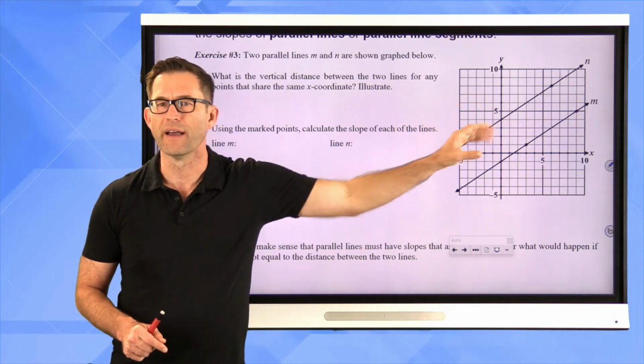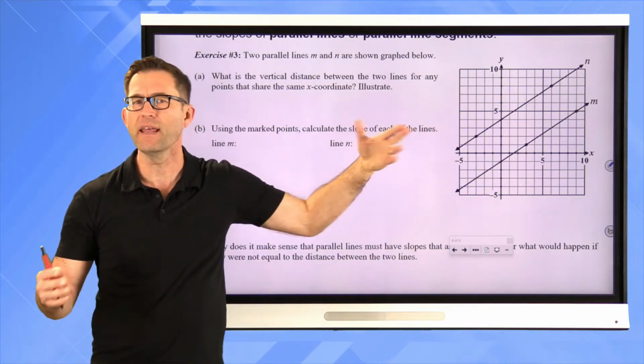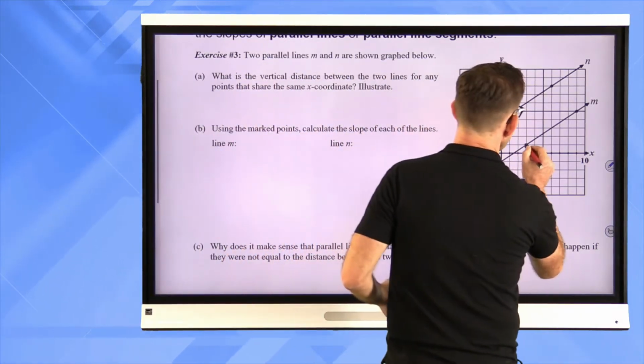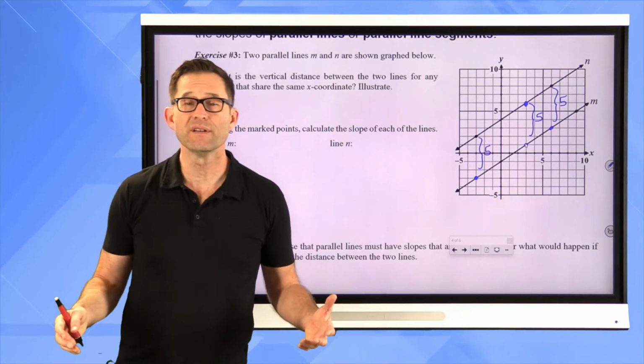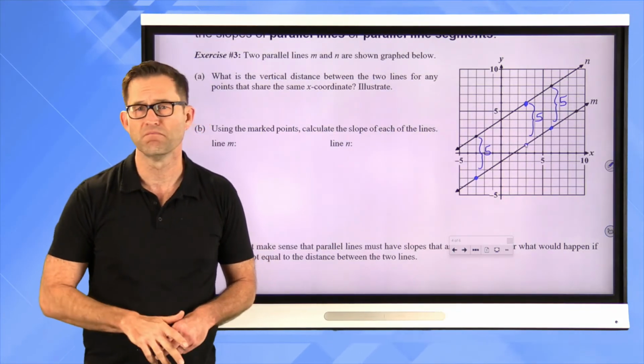If I take a look at these lines, I've marked some points on the lines, but of course any given line is a collection of an infinite number of points. So if I were to look at this particular point, and go vertically upward to this particular point, that distance is 1, 2, 3, 4, 5 units. And that's true no matter where I'm at. So this distance is 5 units, and this distance is 5 units, right? So the vertical distance between those two lines is staying the same at 5 units. Simple enough.